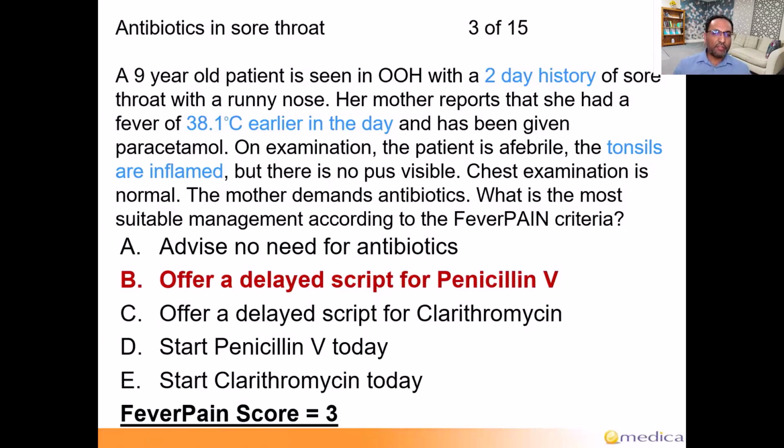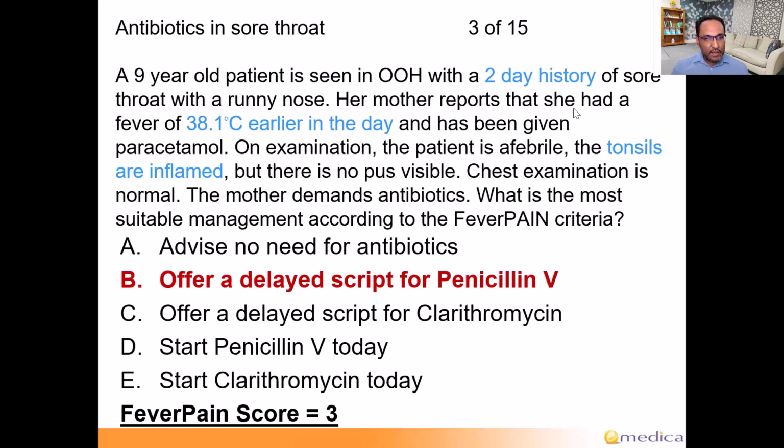Okay, so why have they got 3? Well, they've had a 2-day history. What's the time period? The A in FeverPAIN is for attending rapidly. Within how many days of the onset of illness? When they first started symptoms, within how many days would I have to present? Within 3 days. Yeah, excellent. Well done. So can you see they've come within 2 days, so that's within 3 days. So they get a point for the A.